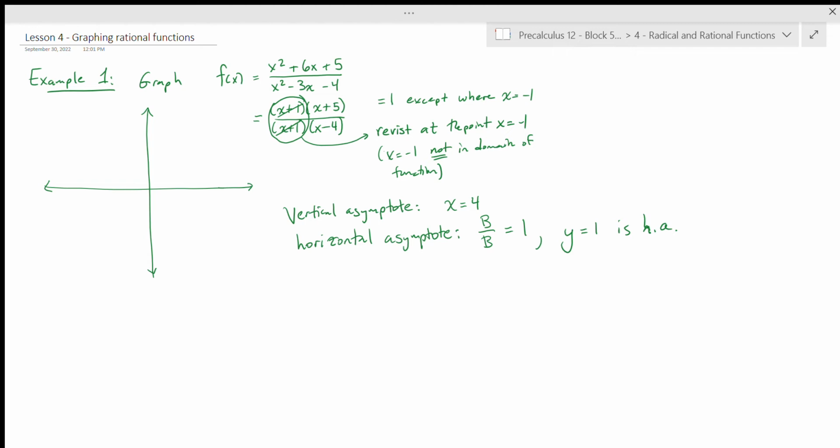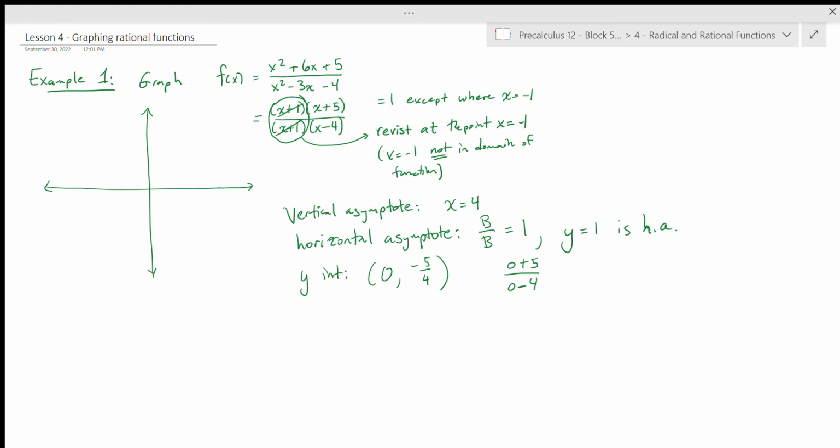Okay, so let's look at our y-intercept. If I plug in x equals 0, I get negative 5/4 as our y-intercept. How do I do that? It's because 0 plus 5 over 0 minus 4 is going to give us that negative 5/4. We replace x with 0.